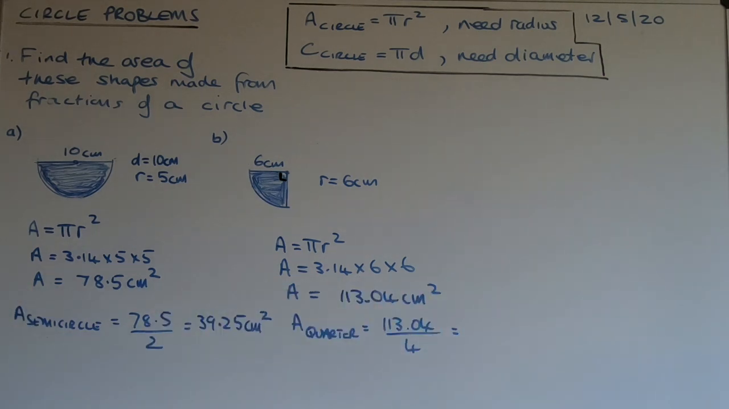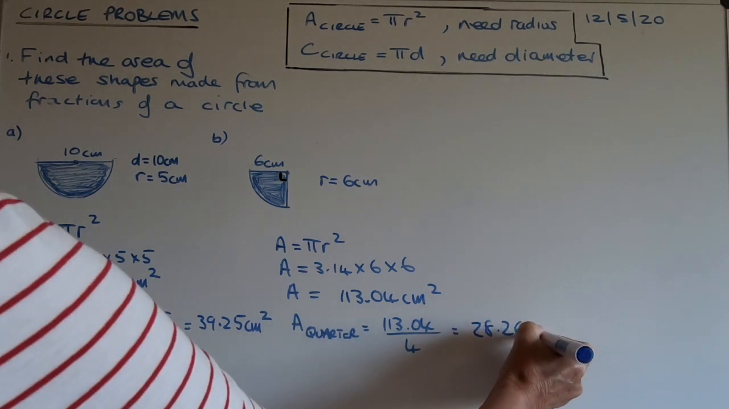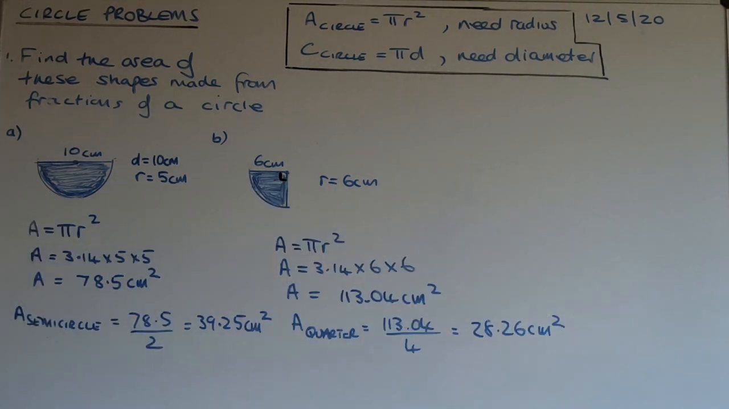Now it's the area of the quarter circle that we want, so 113.04 divided by 4. The area of the quarter circle is equal to 28.26 square centimetres.